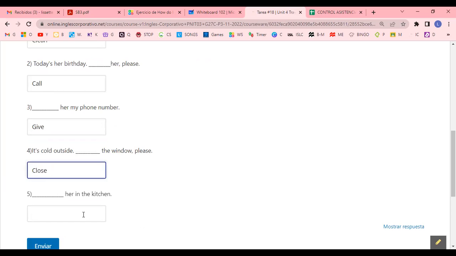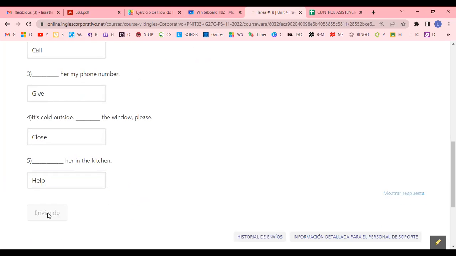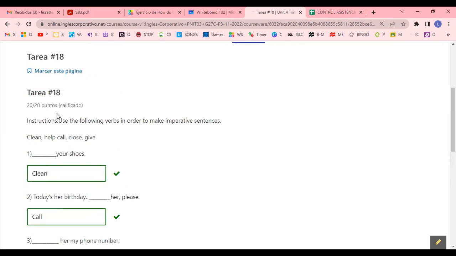Close the window. And number five? Help. Her kids in the kitchen. Okay, very good. Okay, let's check. Yes, very good. Those are the verbs for the imperatives in these sentences. Estas eran los imperativos que aparecen in exercise number 18.